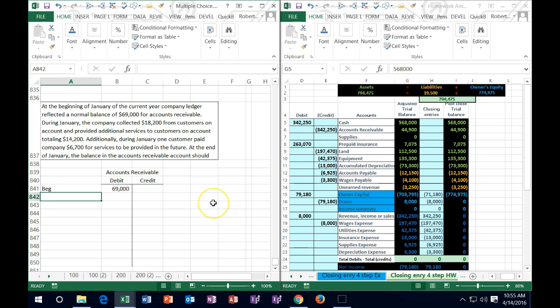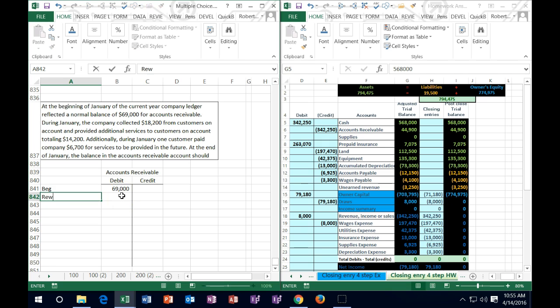So during January, the company collected $8,200 from customers on account. So that means we got paid. We collected money, so we debited the cash and we credited the receivable. We collected money for work that we did in the past that's in the receivable. That's what this 69 reflects: money that's owed to us. How much money did we get?